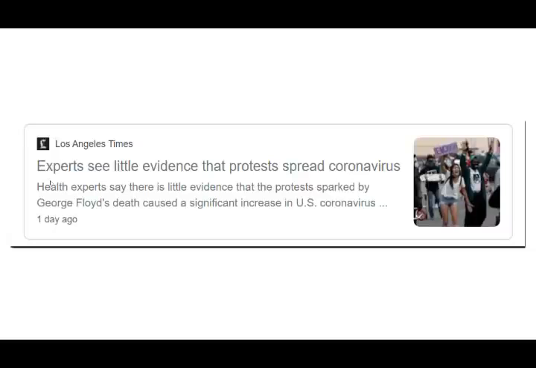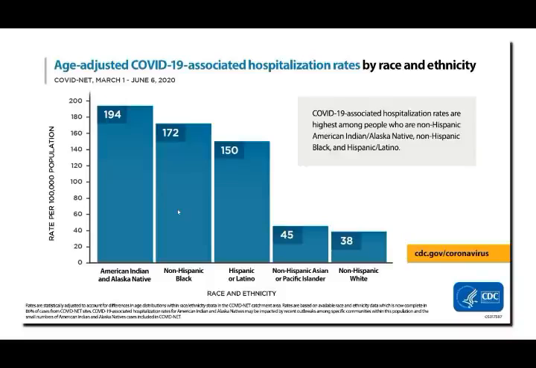And if the doctors were not allowed to ask if people were at the protests, how could these experts possibly have determined that the protest did not spread coronavirus? The information needed to make that determination would not have been available. Now let's look at a couple more critical pieces of information from the Center for Disease Control. This graph shows which ethnic groups are most likely to end up in the hospital with COVID-19. Native Americans are the highest risk group, followed closely by blacks and Hispanics. Asians and white people have much lower risk of ending up in the hospital.